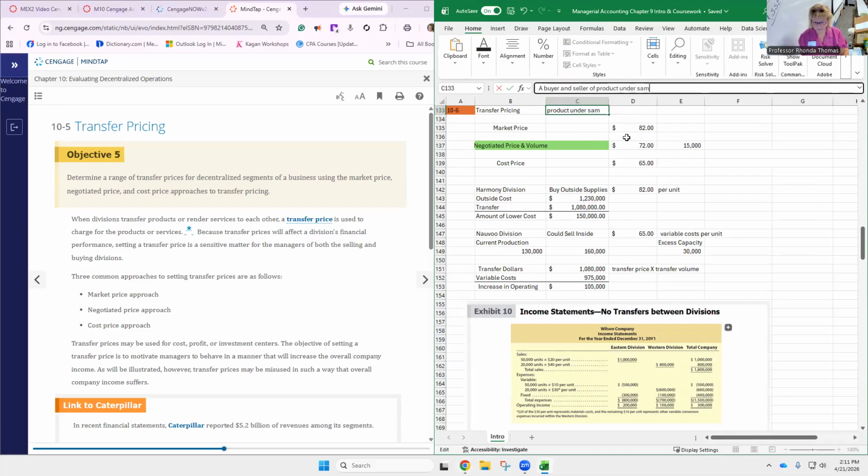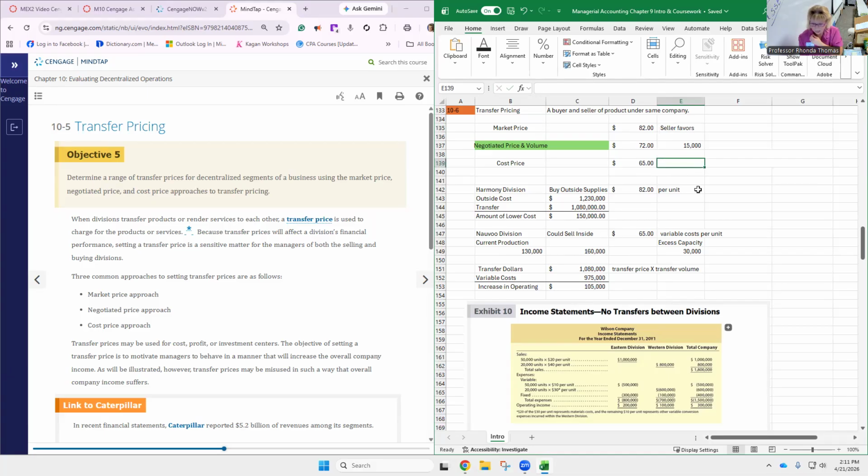Okay, so, all right, there's something called the market price, right? The market price, that is the seller. Seller favors that. Okay. There's the cost price, which the buyer favors, right? However much the buyer can save, the buyer favors. Okay. So somewhere in between is the negotiated price. And sometimes there's a negotiated volume as well.